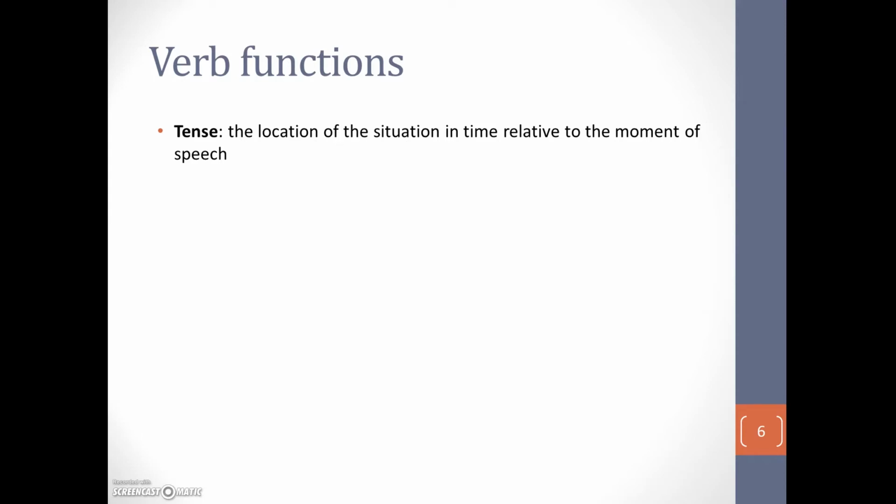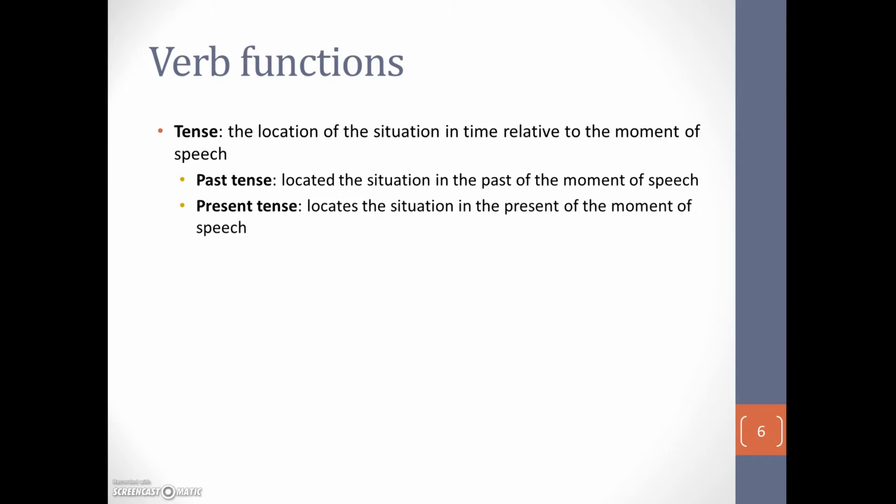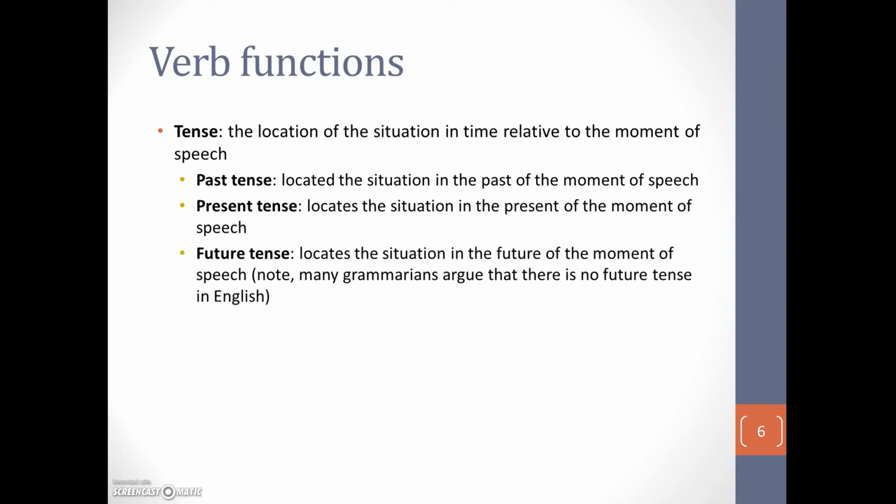Okay, so I am talking right now. Maybe the situation took place yesterday, or really briefly before I started talking, or maybe it's going to take place tomorrow, right? So past tense, obviously, is something that takes place in the past. Present tense is something that takes place right now as I'm talking, or possibly in the future. Now we can discuss the future tense in English, as some will argue that in fact this does not exist, but obviously we can still talk about the future, right? We just have different ways of doing that in English.